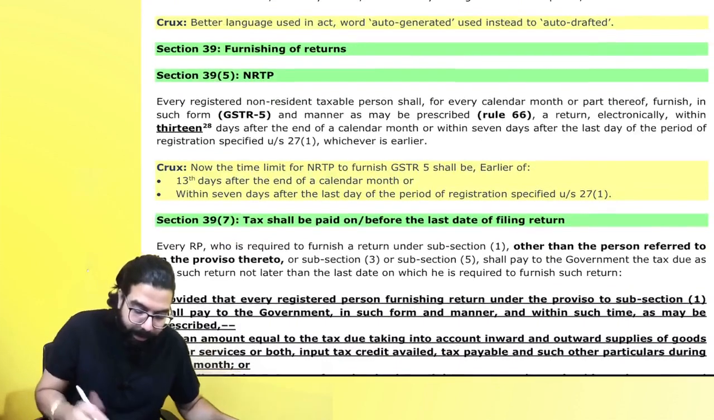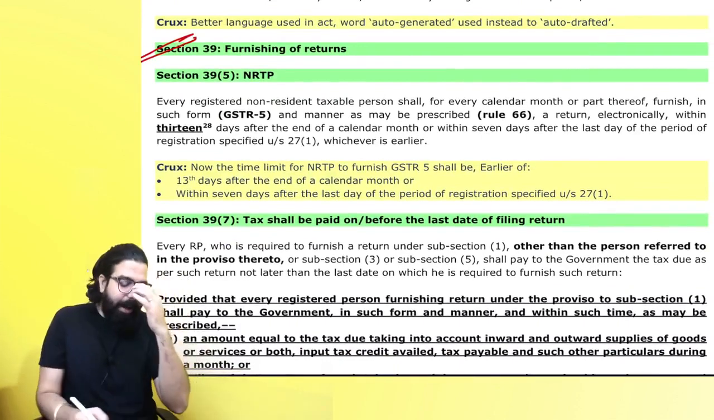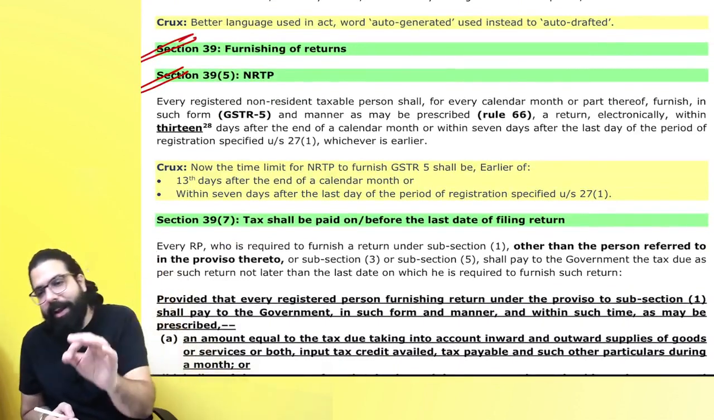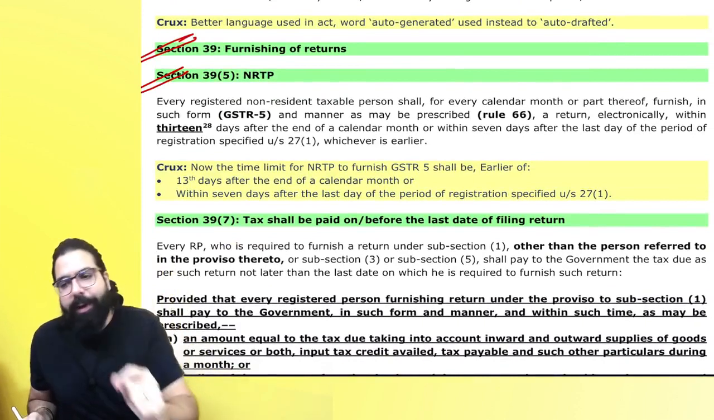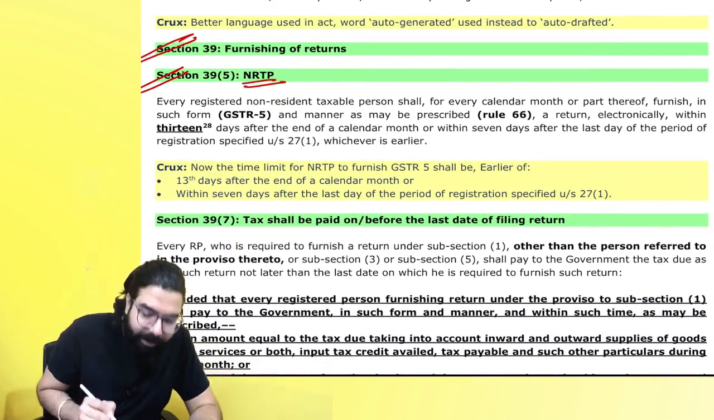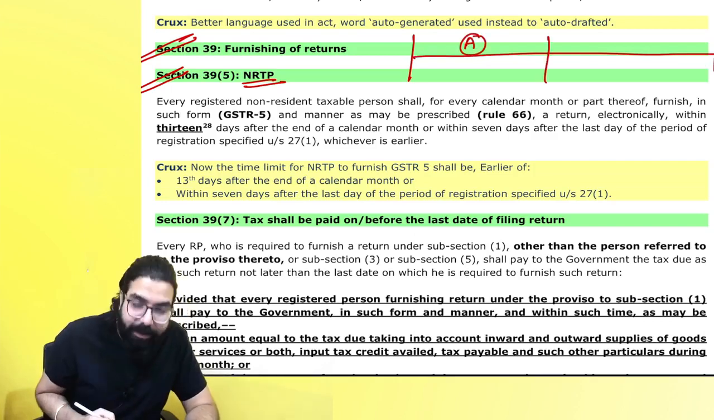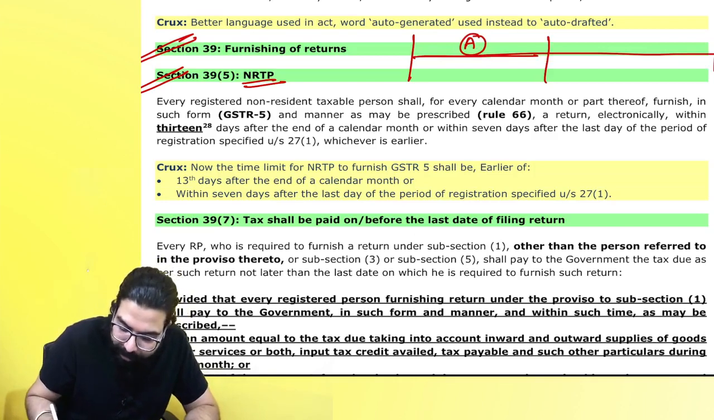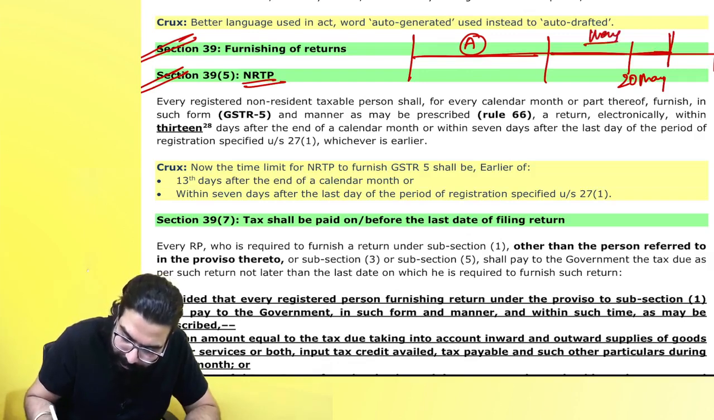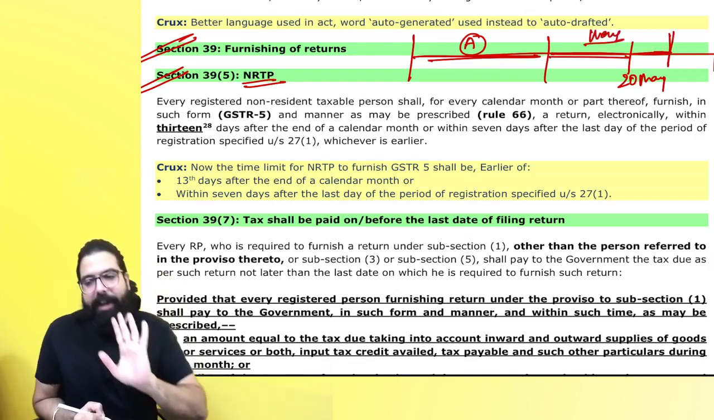Okay. Next, section number 39, for NRTP, everyone listen to me very carefully. What is the amendment they have done? Supposing there is an NRTP, he came to your state, he came to India for business in the month of April. He took registration till 20th of May, for 50 days.